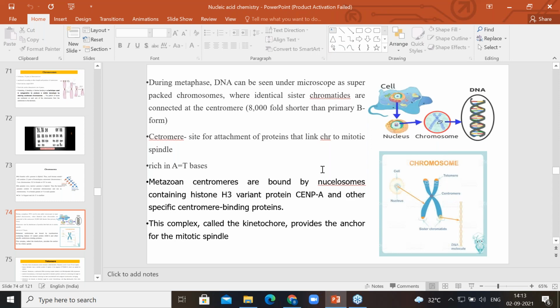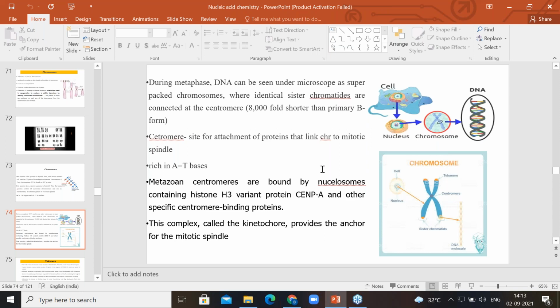The centromere region is rich in adenine and thymine base pairs. तो AT rich region जो होता है वो centromere है. Metazoan centromeres are bound by nucleosomes containing histone 3 variant protein and other specific centromere binding proteins. So there are certain proteins which will be bound on the centromere, and this complex with the bound proteins in the center of the chromosomes is called as kinetochore, which provides an anchor for the mitotic spindle.